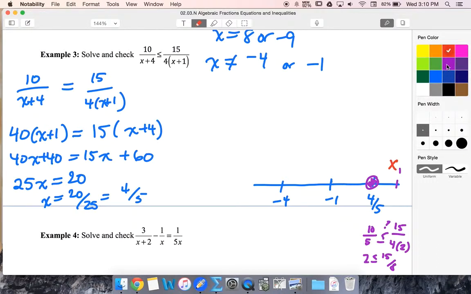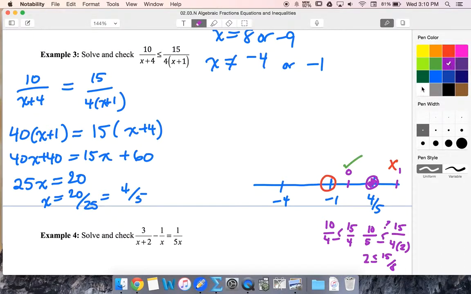Picking a number in between, I'm going to pick 0. Nice, easy number. So that's going to give me 10/4. Is that less than or equal to 15/4? Well, that's true. So I'm going to use a green light for that. Over here is true. I know I can't divide by 0, so that's false. Because if I plug in negative 1, I'm dividing by 0.